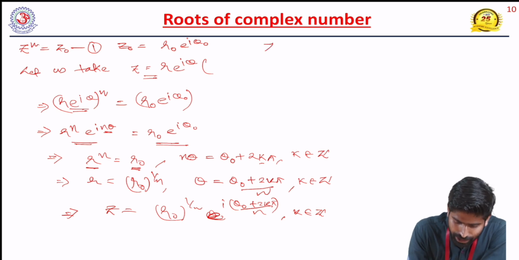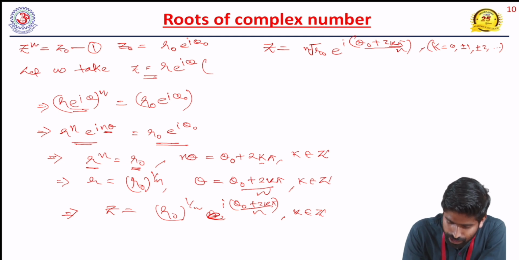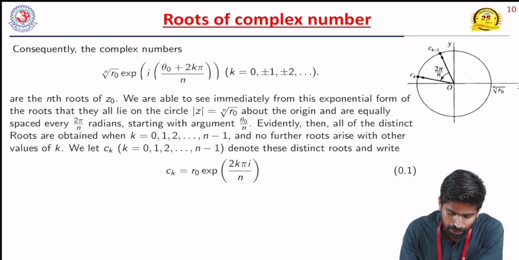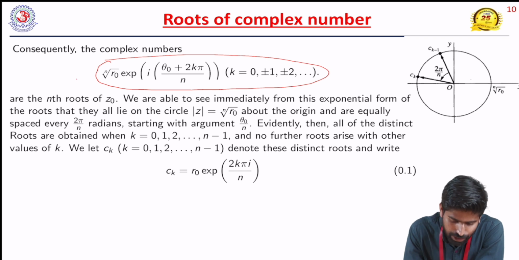So finally our z is equal to the nth root of r₀ e to the power i of (θ₀ plus 2kπ) upon n, where n is fixed. Correct? n is fixed, and the only thing is k is running over 0, plus minus 1, plus minus 2, something like that, which is nothing but integers. So for any given complex number z₀, we have found that this z, the nth root of r₀ e^{i(θ₀+2kπ)/n}, is the nth root of z₀. Now this is the final way to represent the nth root of complex number z₀. In this way we can always represent all the roots.